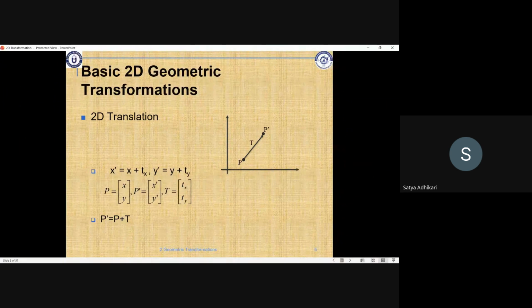This is a simple translation. I have not changed the size here, I have not changed the shape, and I have not rotated. I have only transferred from one location to another location. That is the function of translation. If you want to change the location only, use translation, adding the factors Tx Ty to get X dash Y dash.